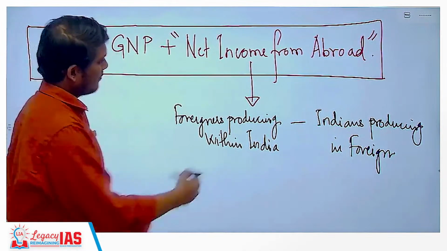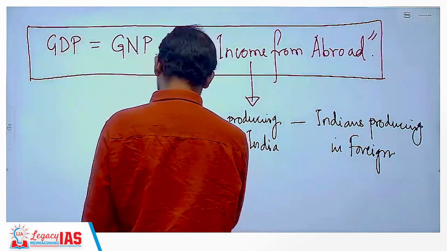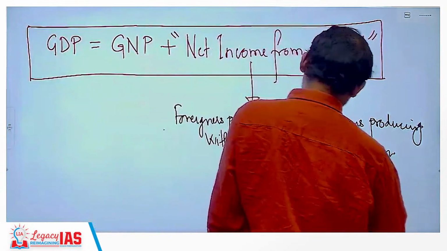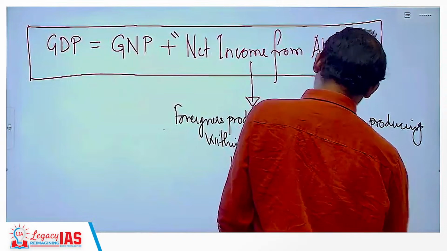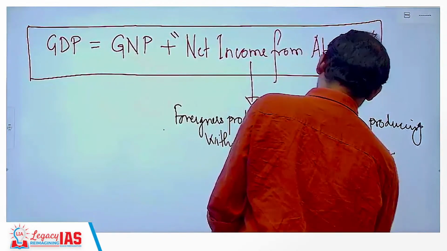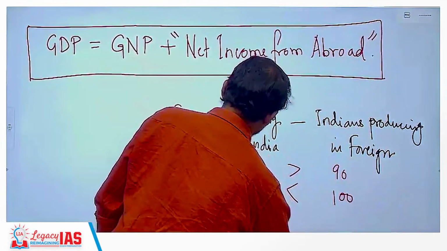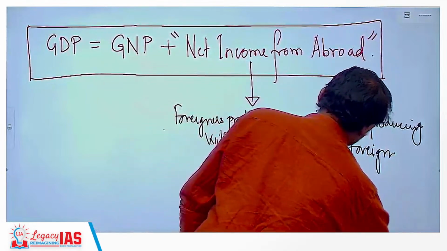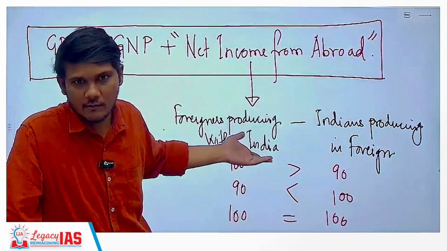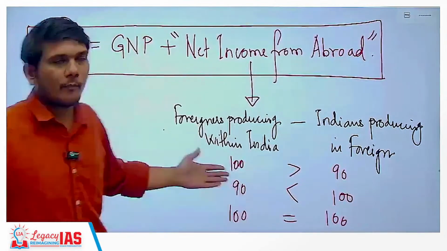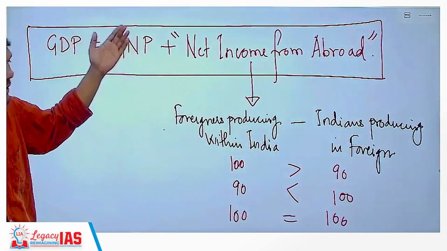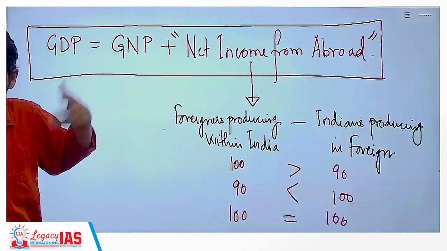So what possibilities can there be here? The possibility can be: this is 100, this is 90, so 100 is greater than 90. This is 90, this is 100, so 90 is less than 100. This is 100, this is 100. So either both can be equal, this can be more, this can be less. These three possibilities can be there. So the possibility for GDP is also three. Either it will be more than GNP, less than GNP, or equal to GNP.